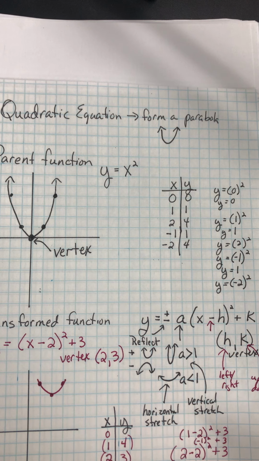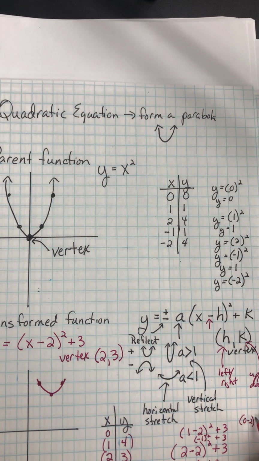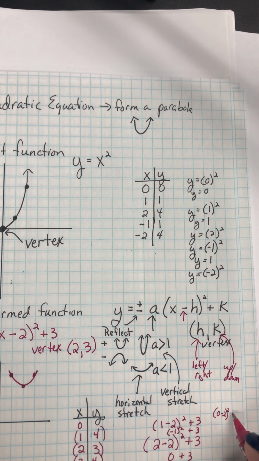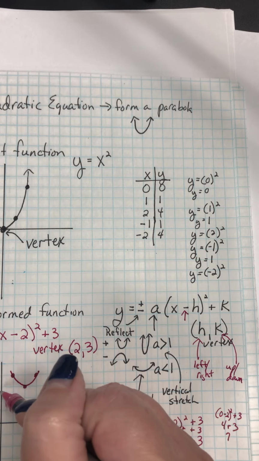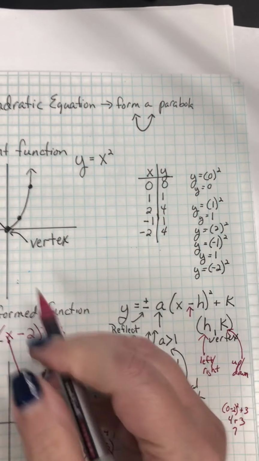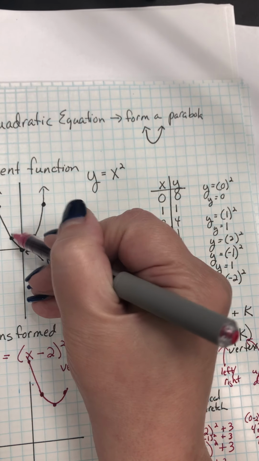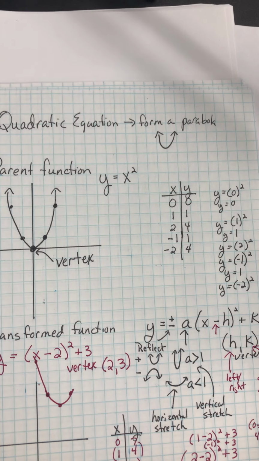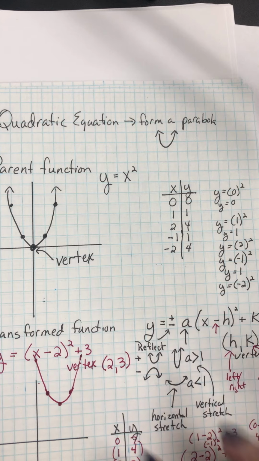So if I put in a 0, I would have 0 minus 2 squared plus 3, which is going to be 4 plus 3, which is 7. So I'm going to go up 3, 6, 7. Notice, here I went up 3 more. Here I went up 3 more. The pattern stayed the same. It's just that the whole parabola was moved.